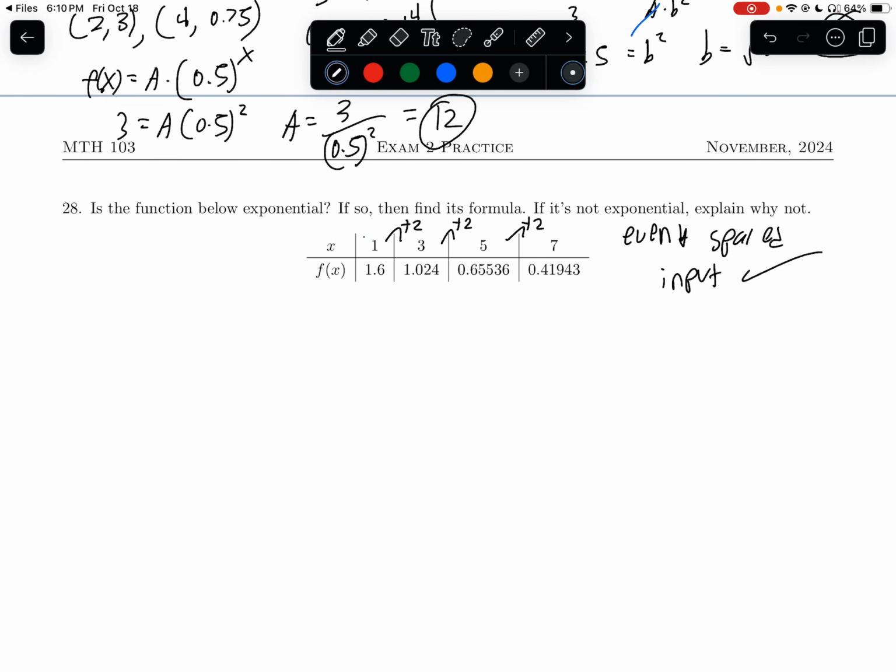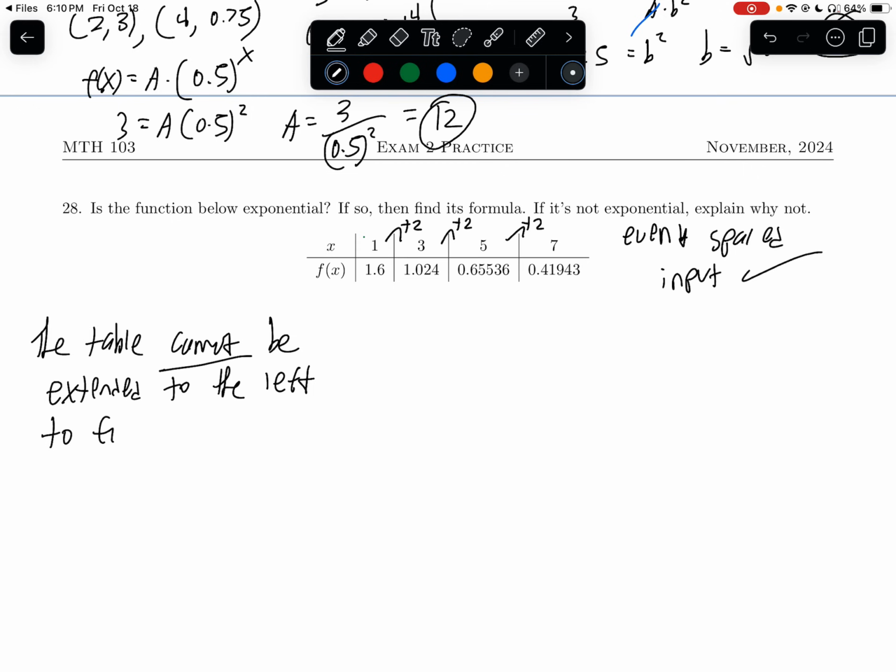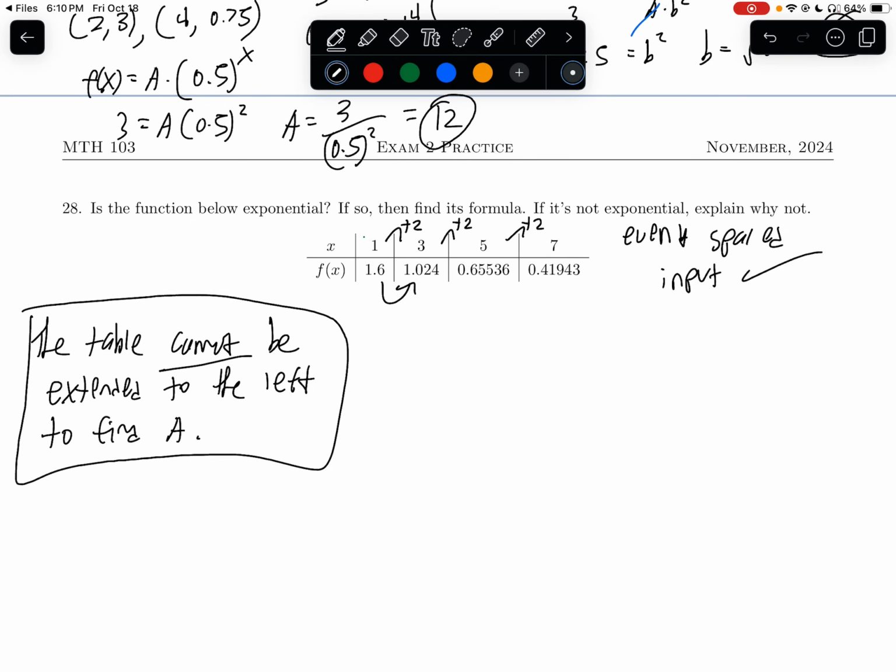So the table cannot be extended to the left to find A. It won't work. So we have to do another approach. First, we should probably finish checking that as exponential.